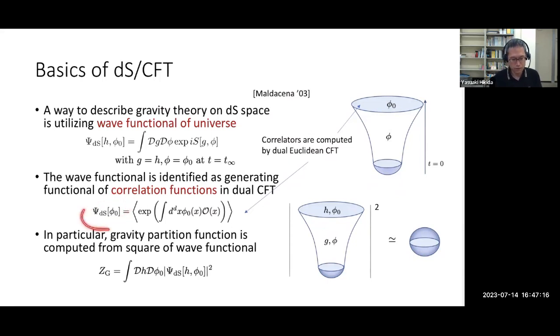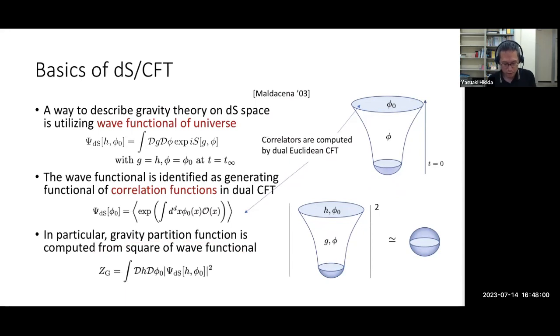So this wave function itself is not a physical observable. In order to obtain some physical quantity, for example, if we want to have a partition function, then we have to take the square root of it and integrate over all boundary fields. So the relation between the CFT and the bulk theory is quite complicated because of this kind of relation. But anyway, once we have some dual CFT, then we can compute some quantity in the bulk. This is the Maldacena version of the dS3 correspondence.